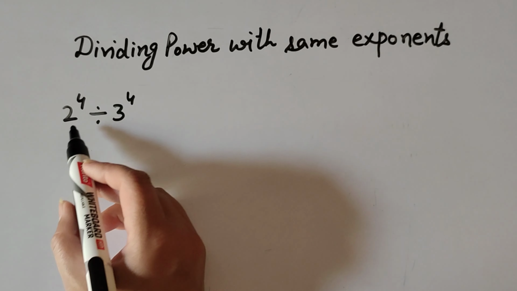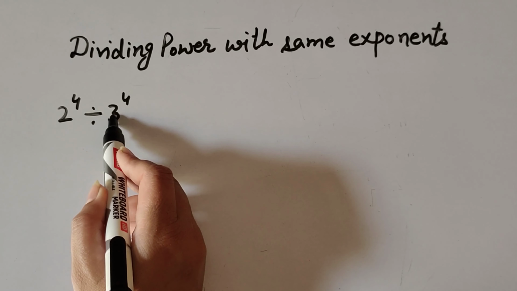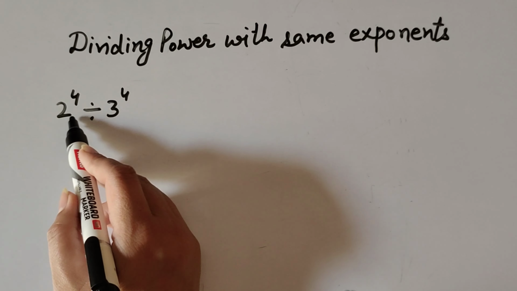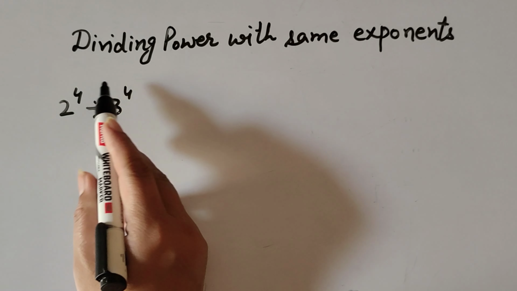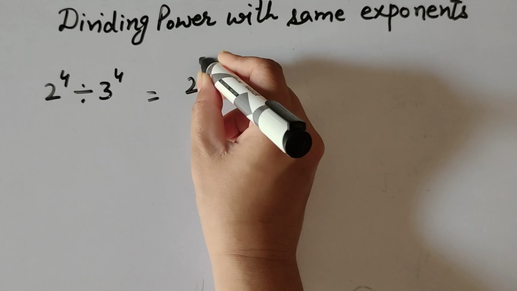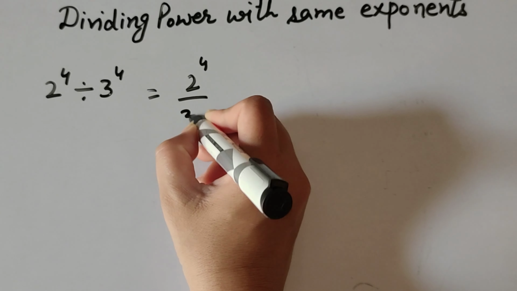Now we discuss dividing powers with the same exponent. 2 raised to power 4 divided by 3 raised to power 4. Again there are two terms. Their exponents are the same but the bases are different. So we write them as 2 raised to power 4 over 3 raised to power 4.